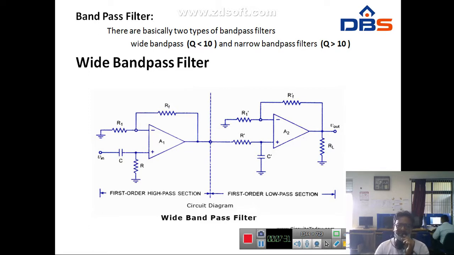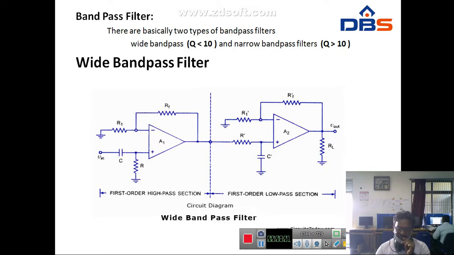Mainly in a band pass filter we have two cutoff frequencies within the pass band, FH and FL. FH is greater than FL. Whatever frequencies are placed below FL and above FH will be attenuated.